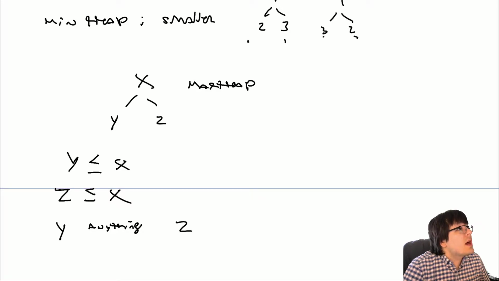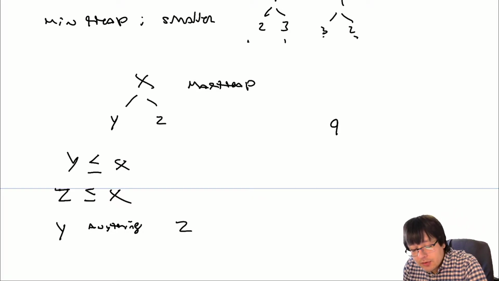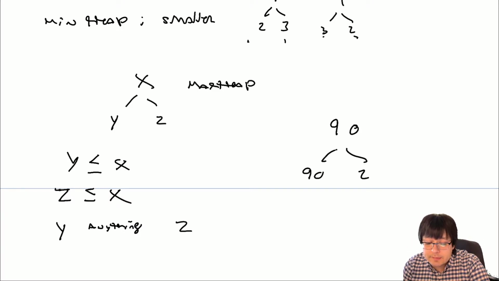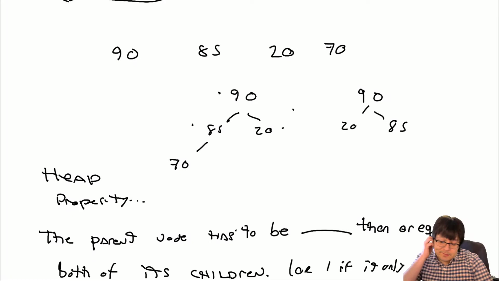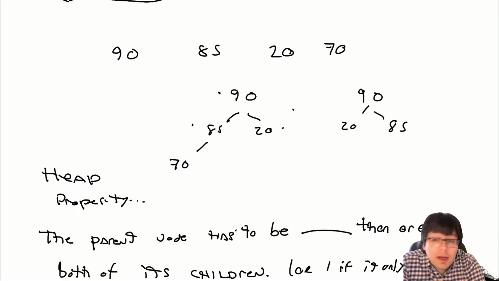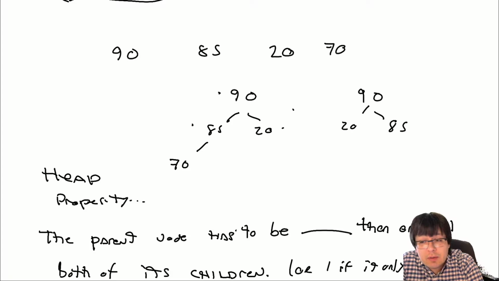So what if you had two 90s in the example above? If I had two 90s like this, I could just as well do this. I could also do something like this. Or in the example up here, if I had another 90 to put in this thing, we haven't talked about how to move things around, but I really have two options. I have to move one of the children. I can either displace the 85 or displace the 20.